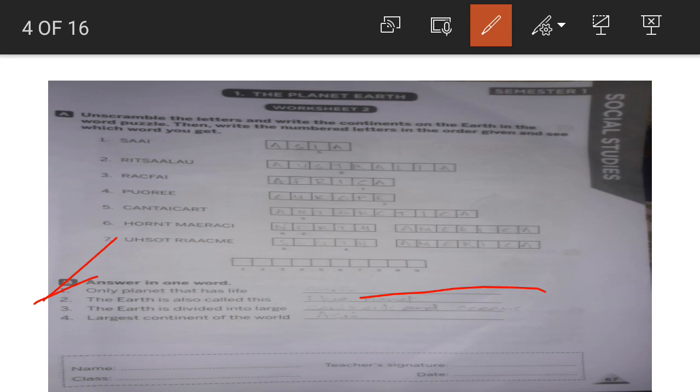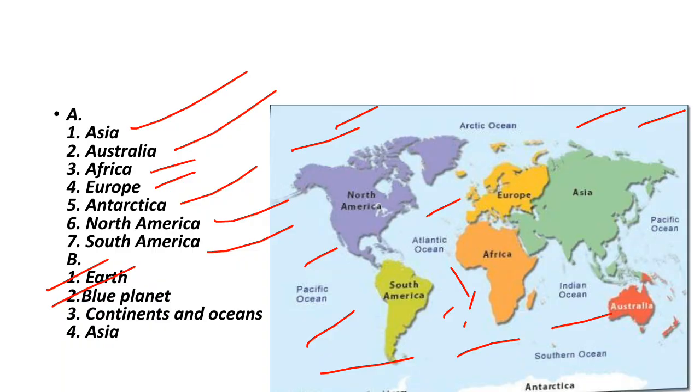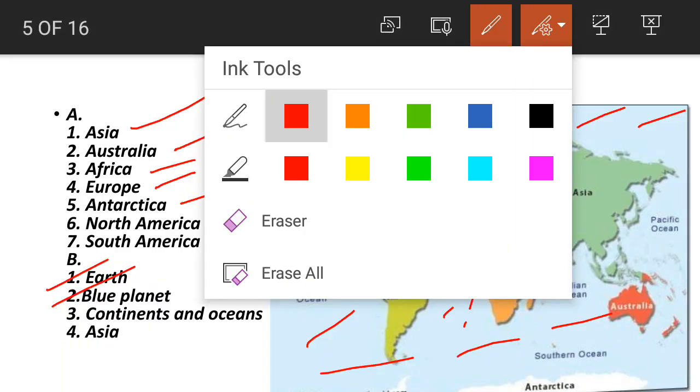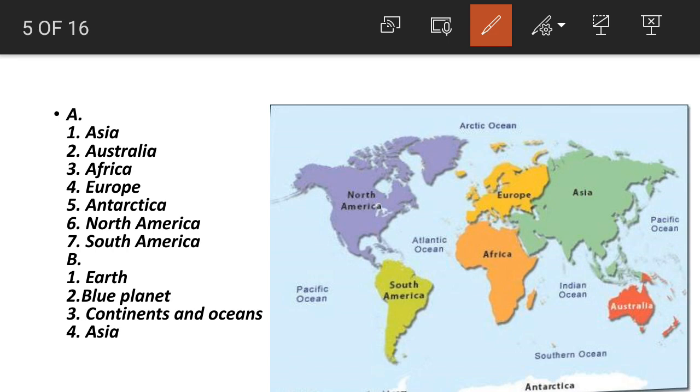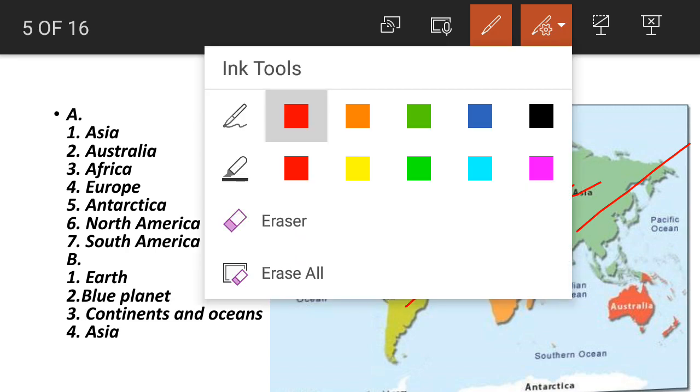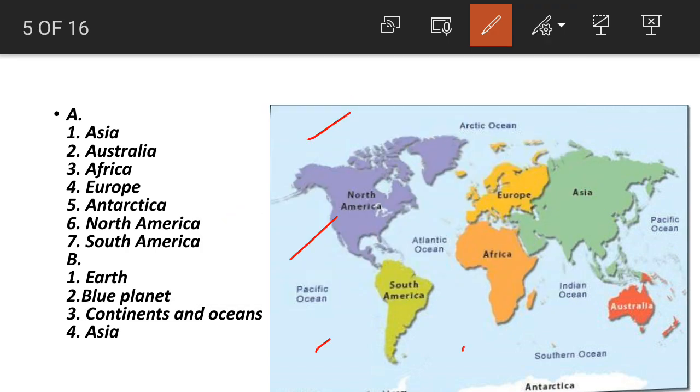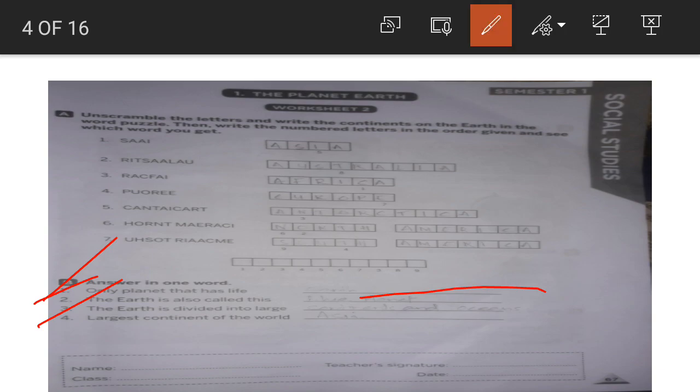Next, question number 3. The Earth is divided into large land masses, which we call continents, and large water bodies, which we call oceans. So the Earth is divided into large continents and oceans. The answer is continents and oceans. Next, question number 4.